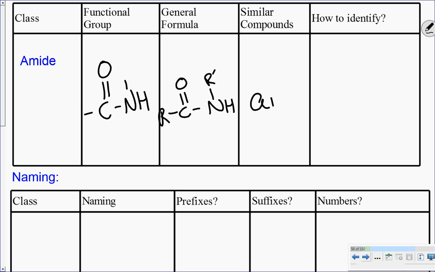These are very similar to the amines. These are going to have nitrogen and oxygen.